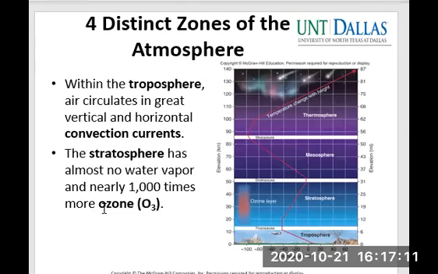Then the other zone is the stratosphere that has almost no water vapor, and nearly 1,000 times more ozone. A sudden reversal of the temperature gradient creates a boundary called the tropopause. This temperature boundary occurs because the ozone molecules in the stratosphere absorb the solar energy. In particular, the ozone absorbs the ultraviolet radiation. So this absorbed energy makes the stratosphere warmer than the upper troposphere.